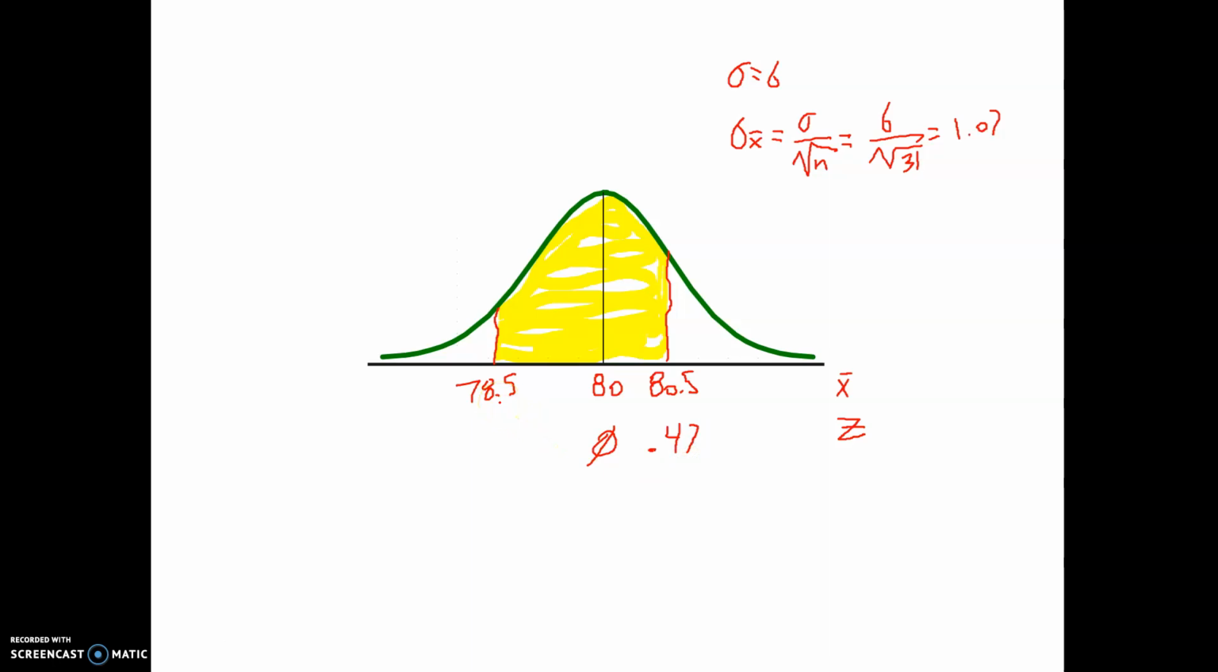What about this one here? Well, same process. We take the 78.5, subtract the mean of 80, and we get negative 1.5. So this value lies 1.5 to the left of the mean, below the mean. And we divide that by the standard error of 1.07, and you get 1.4. That is negative 1.4. Okay.